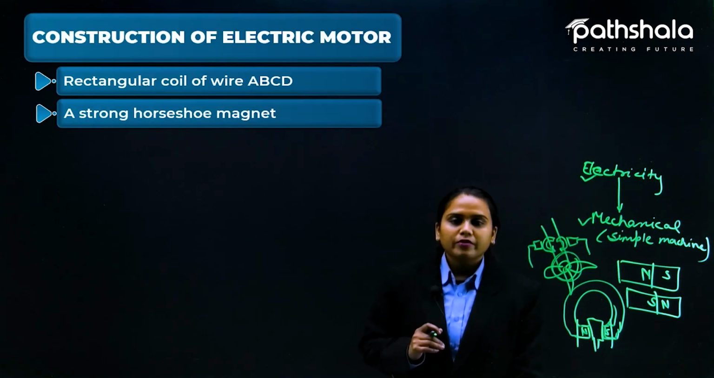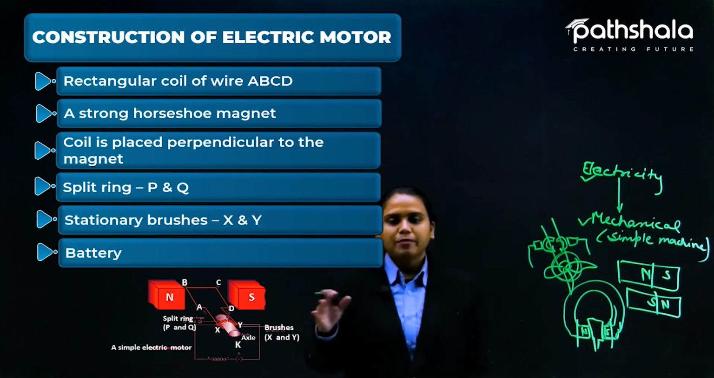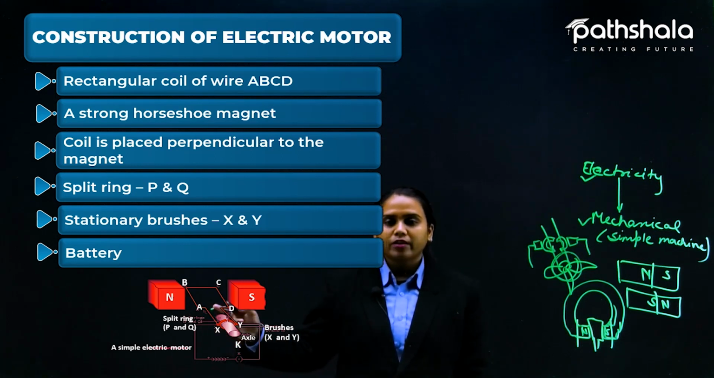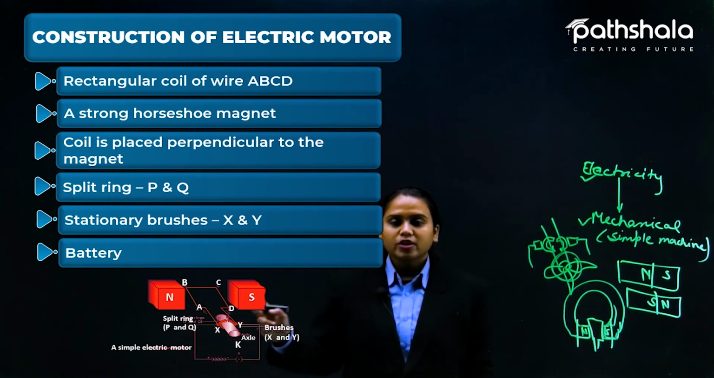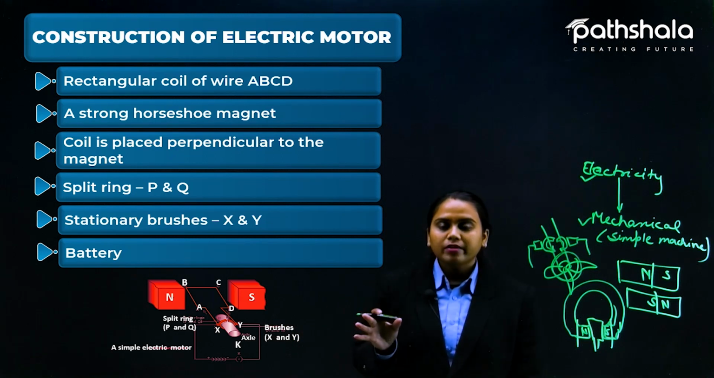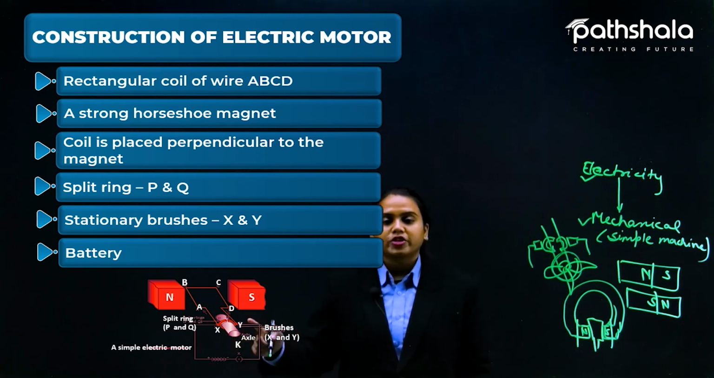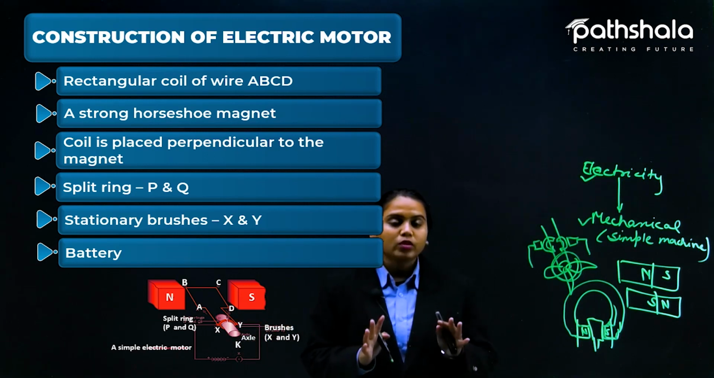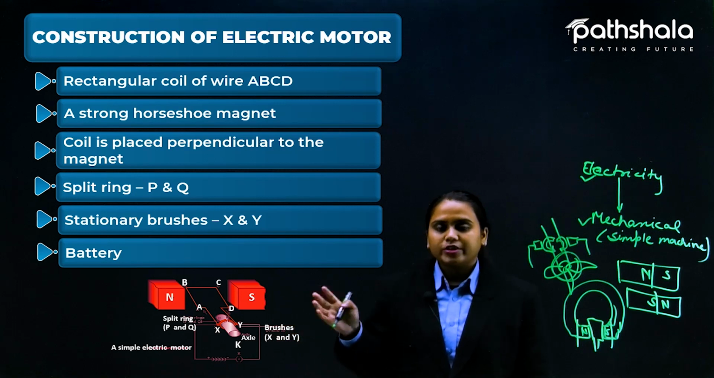For construction, we have certain points. Let us take them one by one, and before that we should have the diagram also. See, on construction, I have already told you there will be a rectangular coil A, B, C, D. It is connected with wiring, and that wiring is attached to the battery so that it gets an electric current. That is with the help of these two brushes, X and Y. These are carbon brushes basically, and you know that carbon in graphite form is a very good conductor of electricity. This is what the brushes are made of.